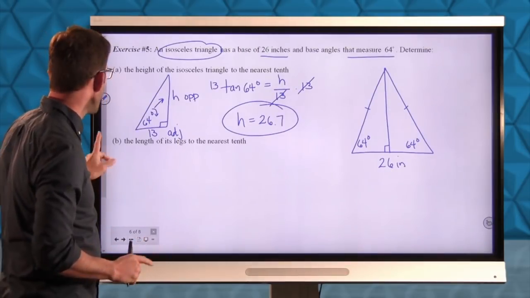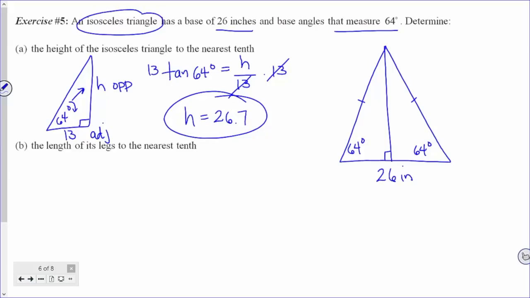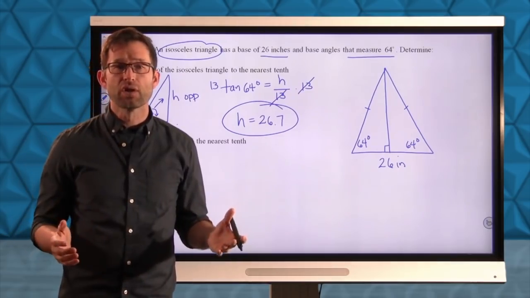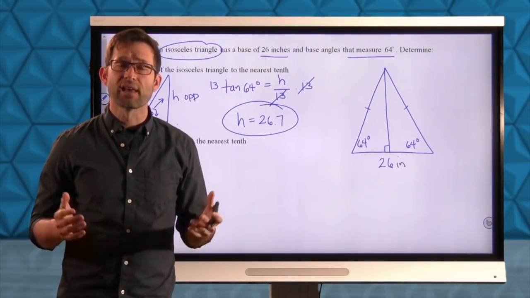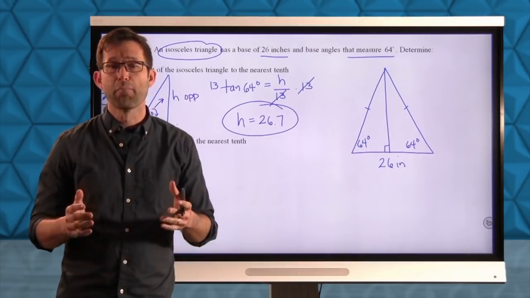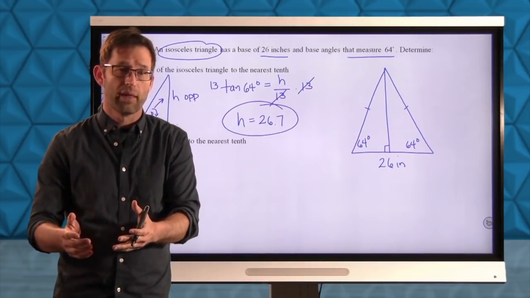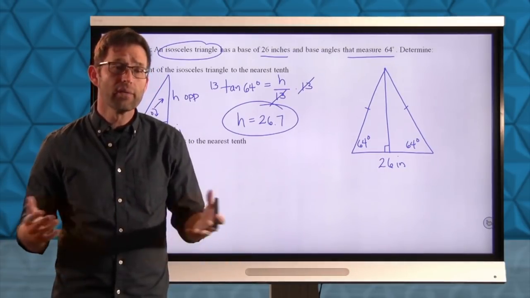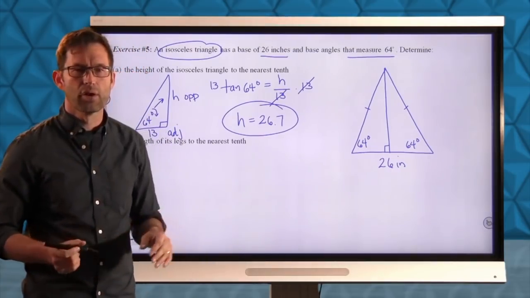All right, now, letter B asks us to find the length of one of its legs to the nearest tenth. Now, just by definition, in an isosceles triangle, the two legs have the same length, okay? It's the base that could have a different length, unless it's an equilateral triangle, and then they're all the same length, but that gets a little boring.